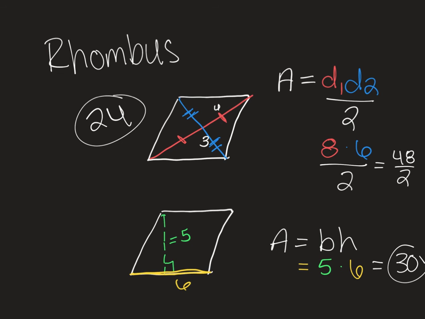Either of these will work for a rhombus. It's just going to depend on the information that you are given, so you do need to pay attention. Okay, so that wraps up the notes for 7.2.